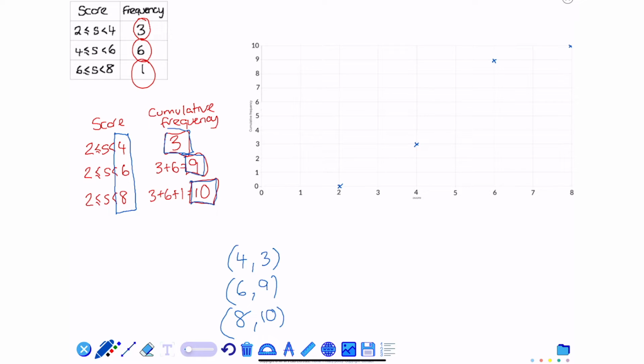This is the lowest score possible. For each of the points, what we tend to do is draw a nice smooth curve through all of the points. This is now my cumulative frequency graph.